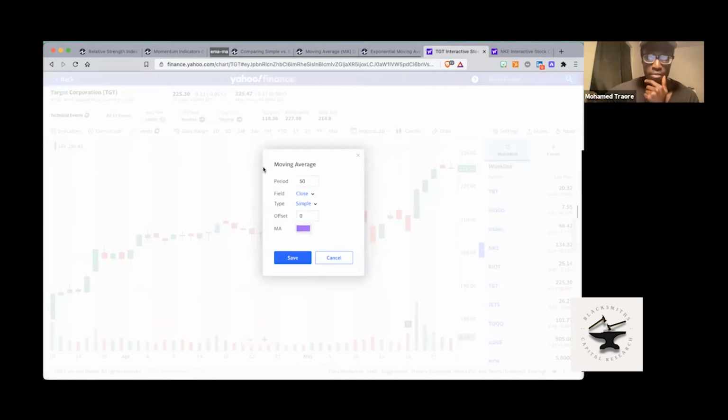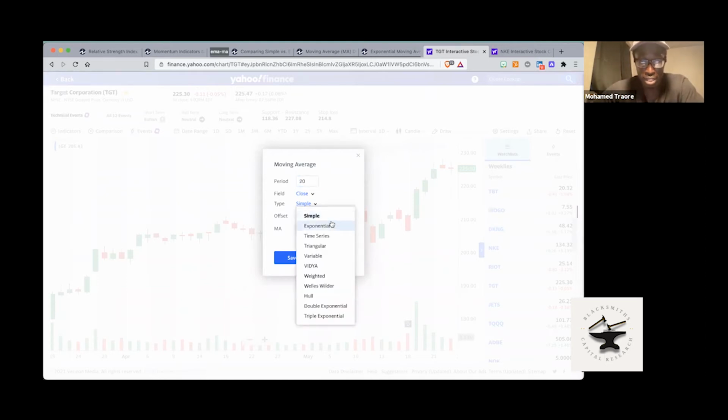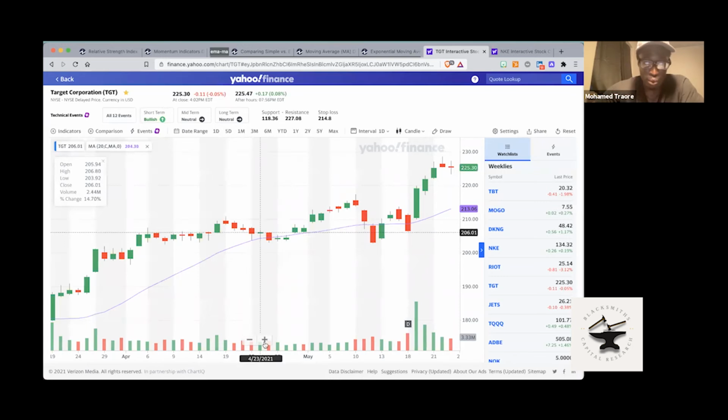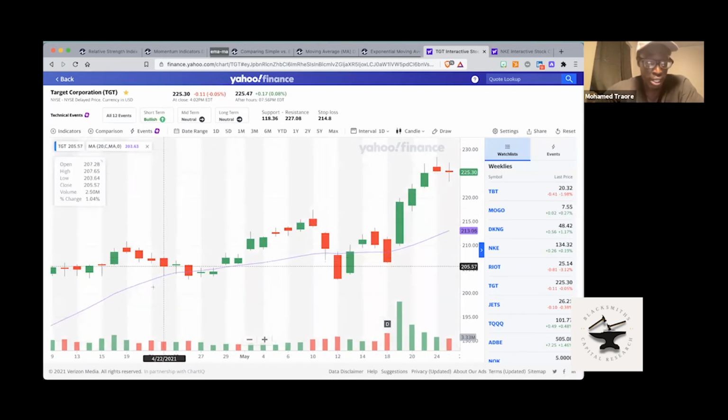Let's look at moving average, right? So 20-day moving average. I'm going to make that a purple line, just keeping it simple for the type, because you also have the exponential you can use, a bunch of different ones on here, but I like to stick to the simple and the exponential. Field is going to focus on the closing price field, right? And then it's going to be a purple bar. So you just see how that moves with the stock right here, right? So you got that 20-day moving average.